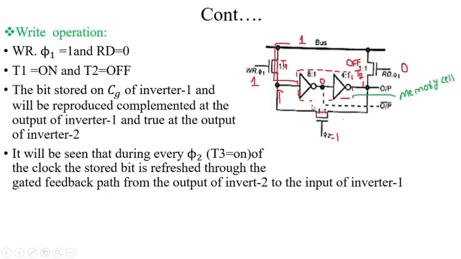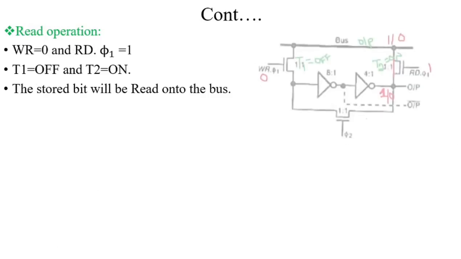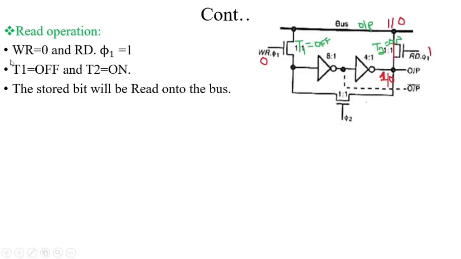And next we are performing the read operation. When we want to perform the read operation, we consider WR equal to 0 and RD into phi 1 equal to 1. At that time, this T1 transistor is off and T2 transistor is on. It means that in this circuit, we are assuming WR into phi 1 equal to 0 and RD into phi 1 equal to 1.